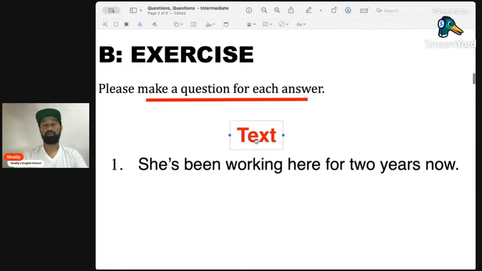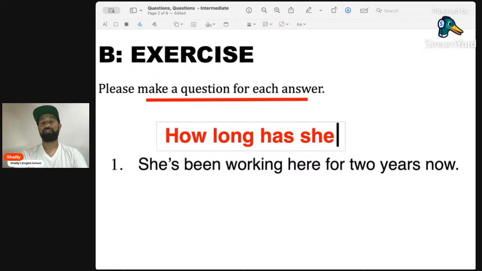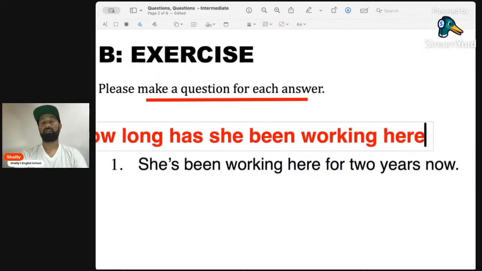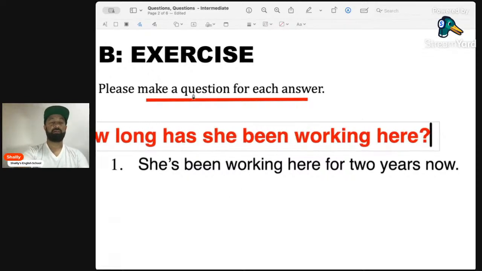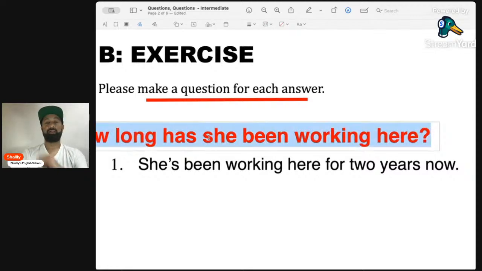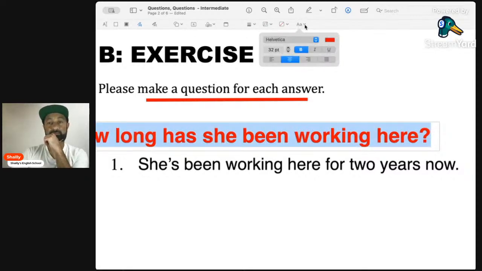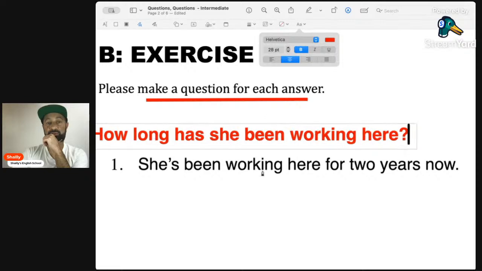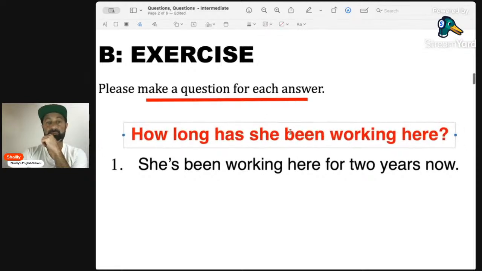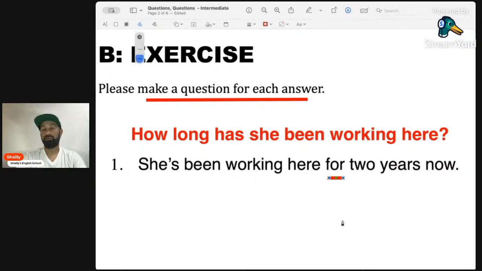So let's put the question right above it. How long has she been working here? She's been working here for 2 years now. Whenever you see this "for," we often will ask a how long question.